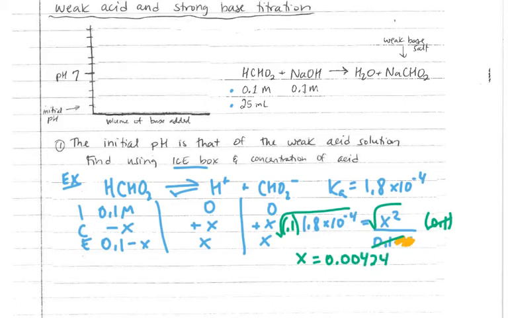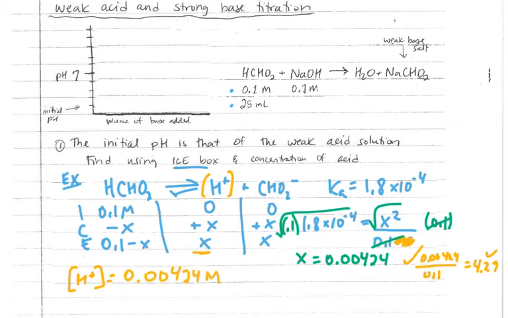0.00424. We need to check this. Is it less than 5% of the initial concentration? 0.00424 divided by 0.1 molar times 100% is 4.2%. So yes, this is valid. Alrighty, so that means that X is our concentration of hydrogen at this equilibrium. So 0.00424 molar is our concentration.